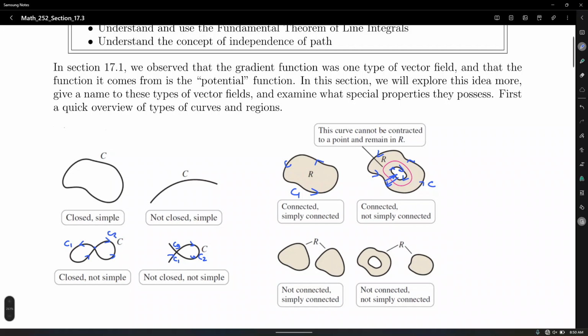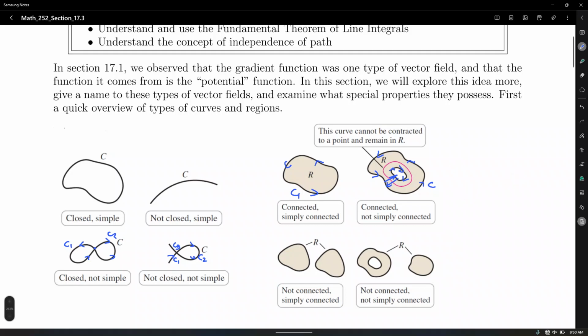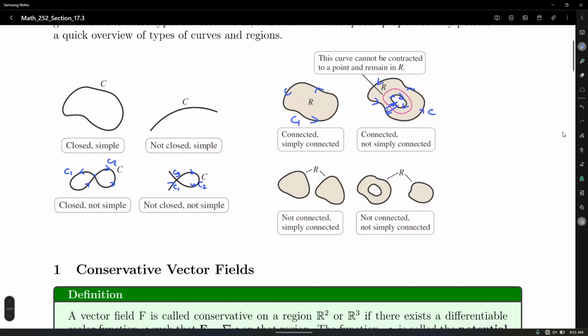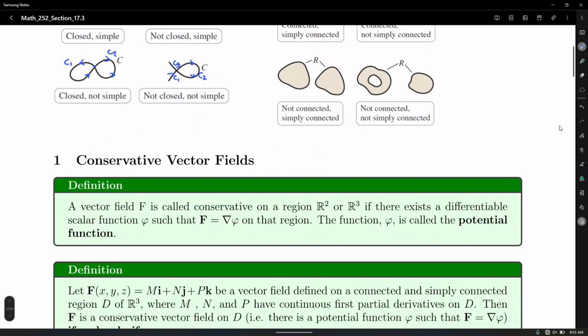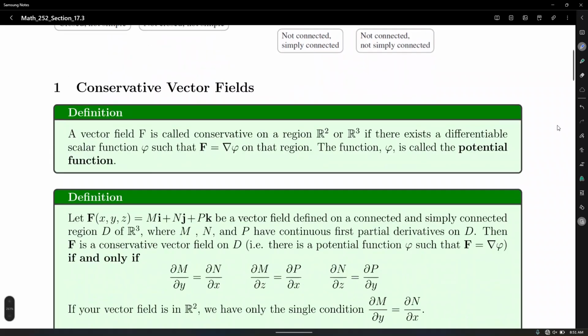Well, what about not connected, but simply connected individually? That means we have to evaluate an integral over this region plus the integral along this other region. And what about a combination of the first two, not connected and also not simply connected individually, right? We're going to look at these regions later, especially when we get to section 17.5, Green's theorem. You'll see.